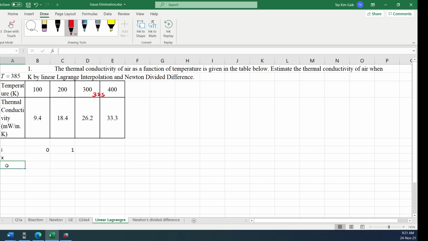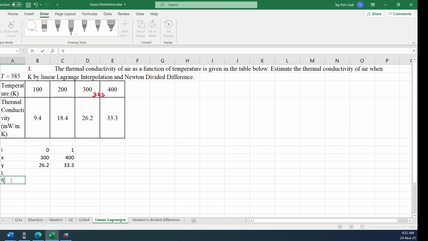This is x, this is y, as usual. So the x corresponds to your temperature, and the y corresponds to the thermal conductivity. So you put this as 300, this as 400, and when x is 300, the y value is 26.2. And when x is 400, the y is 33.3. Then I will find L. So this cell is L0, this is L1.